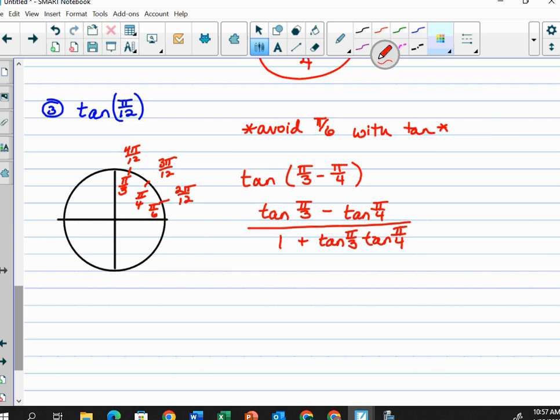Okay, so let's evaluate. What is the tangent of pi over 3? Root 3. Minus tangent of pi over 4? 1 over 1. It's the same value, so it'd be plus root 3. And then it's times 1. Do I need to write times 1? No. All right, let me stop here for a second. Are we okay to that point, or did I lose anybody going from the formula to that weird fraction?